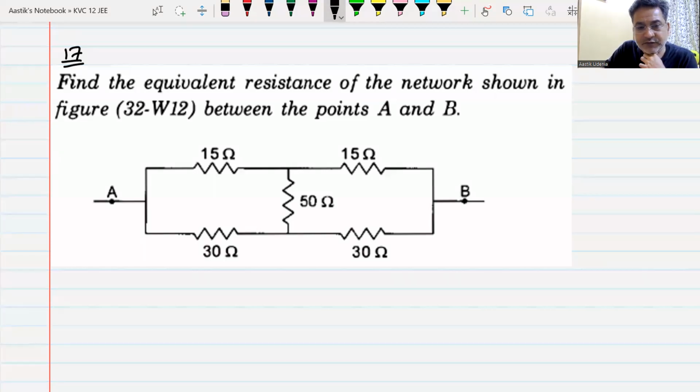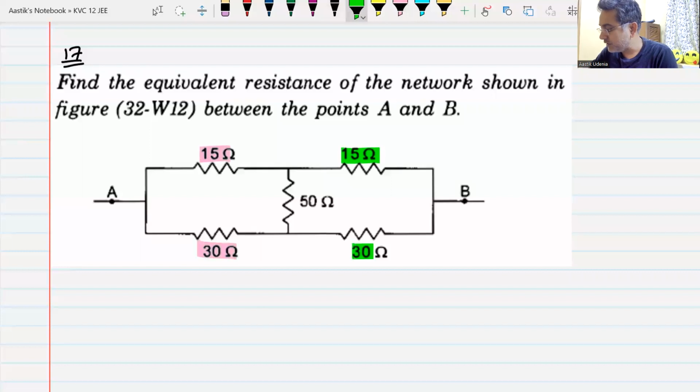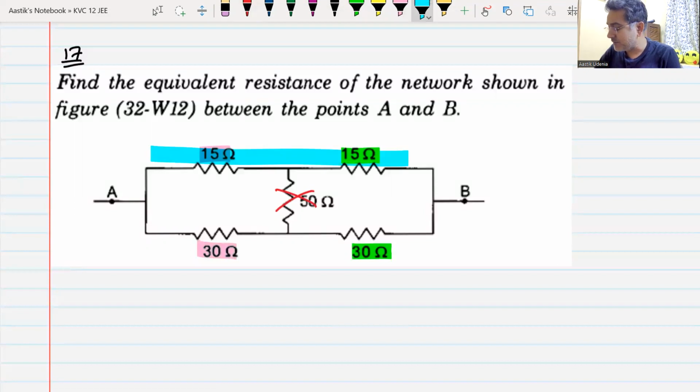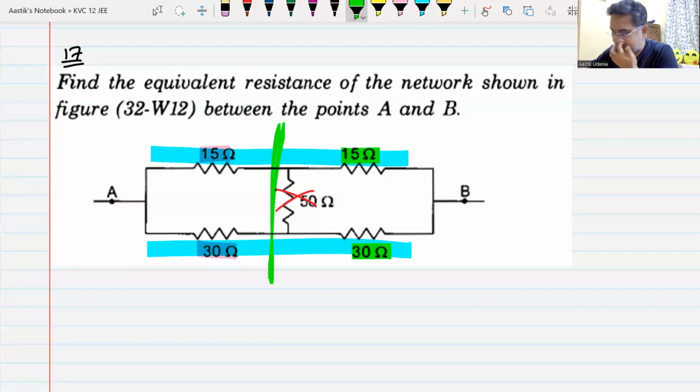Wheatstone bridge. Therefore, the central resistance, you can see here, 15, 30, 15, 30, R1 by R2 same as R3 by R4. So this middle one will go off. Now you can do it in any way that you feel like. You can take these two as parallel, and then the other in parallel and then in series, or this way I find it easier. I will take these two in series, 15 and 15 in series, 30, 30 and 30 in series, 60, 30 and 60 in parallel. The answer would be 20 ohms.